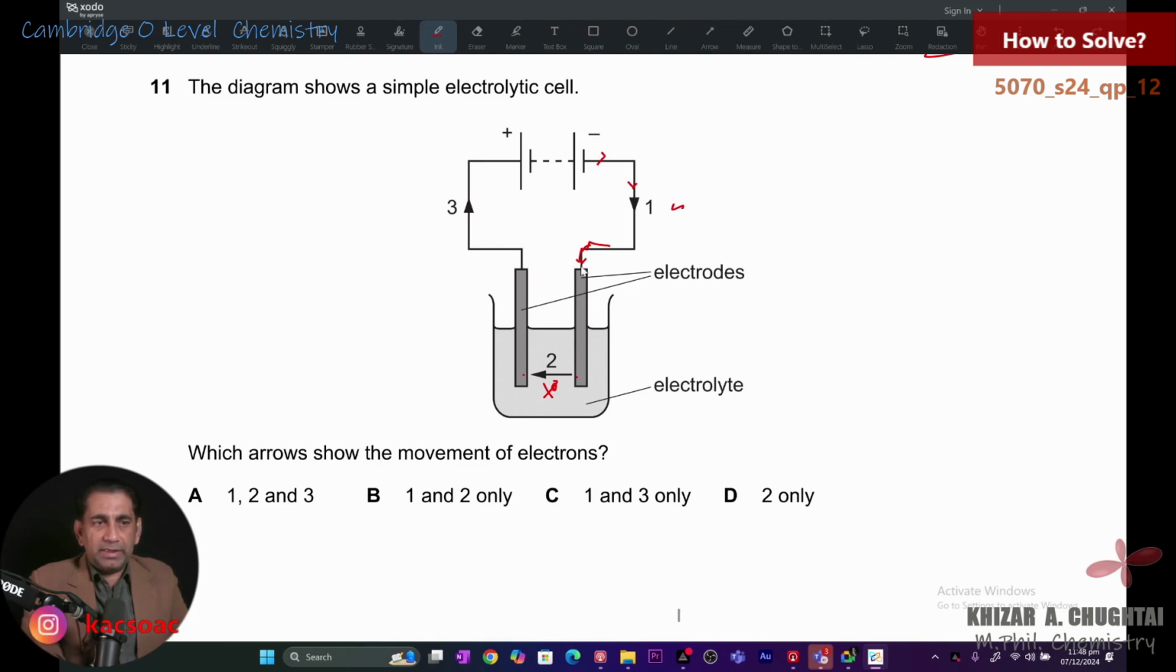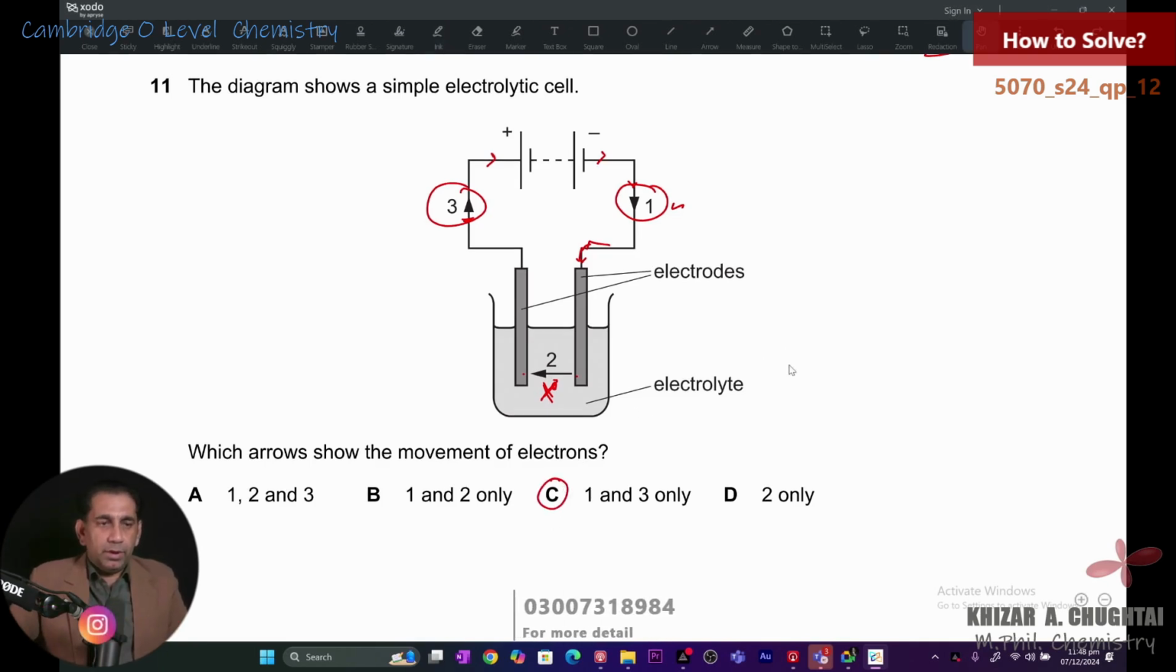So yes, it is correct. It's a negative terminal. It is sending the electron towards this beaker. And from this beaker, this rod is going to lose electron towards the positive terminal of the battery. So 1 is the correct movement, 3 is the correct movement of electron, but this 2 is not the correct movement of electron. Here is the movement of ions. So 1 and 3, C is the correct option.